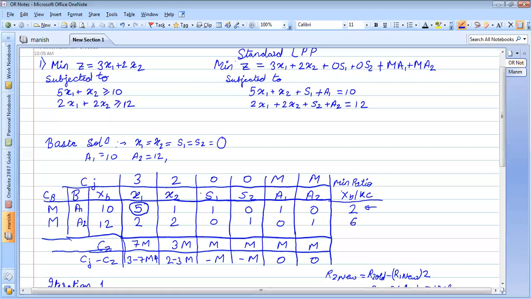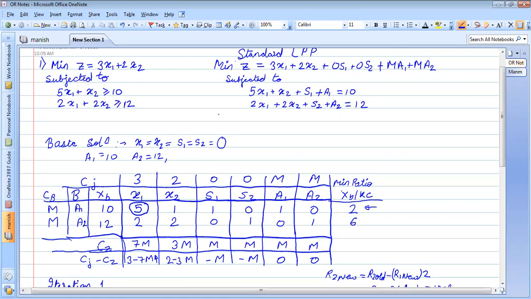Okay. Then we go to CB, the coefficient of basic variable. So first we'll have to write the basic variable. Basic variables are a1, a2. Then we write the coefficients, that is M, M. Then we write the XB, value of basic variable, that is a1 is equal to 10, a2 is equal to 12. So I have written 10, 12.